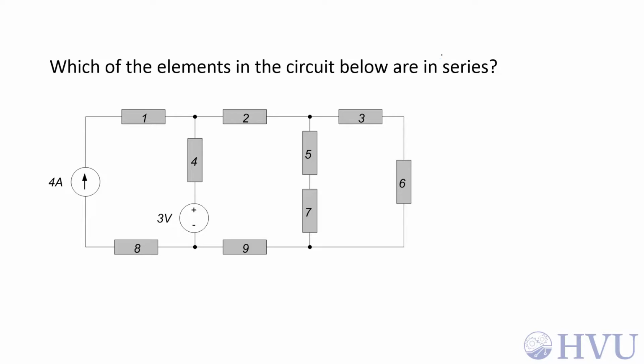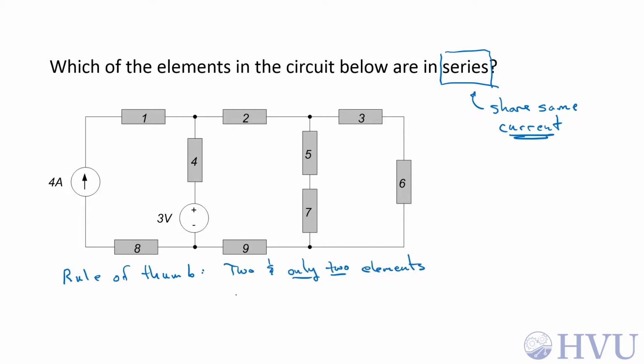In this exercise, we want to determine which of the elements in this circuit are in series. Series circuit elements, by definition, share the same current. Now, as a rule of thumb or a general guideline, if two and only two elements interconnect at a single node, those elements will be in series. However, if you have any doubt about that whatsoever, applying KCL at the node will clear up your confusion.